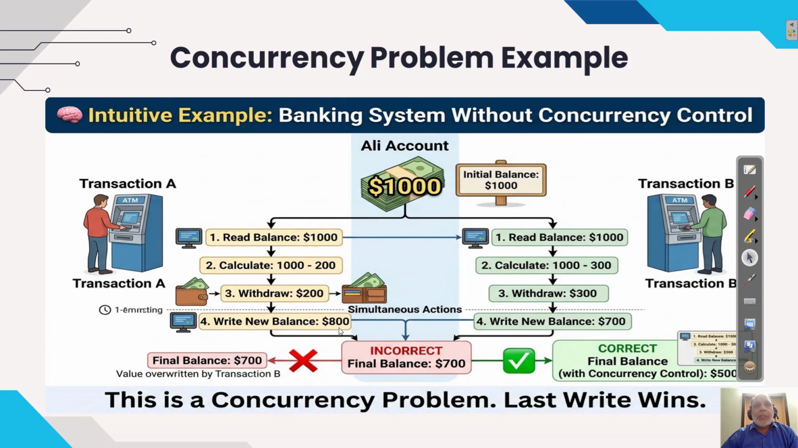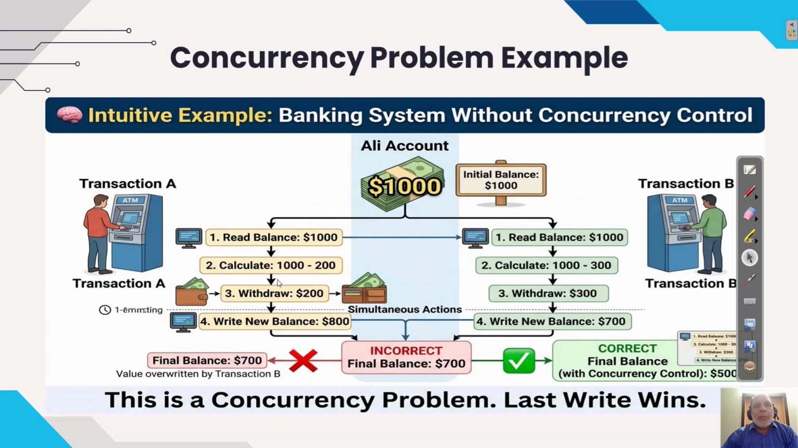Okay, let's see another example, the classical banking account example. Here you can see there are two transactions being executed. In one transaction a user is withdrawing cash, and at the same time in another transaction another user is withdrawing cash. In transaction A, the user reads the data and the balance is $1,000, and at the same time user 2 in transaction B reads the data and it is the same $1,000.